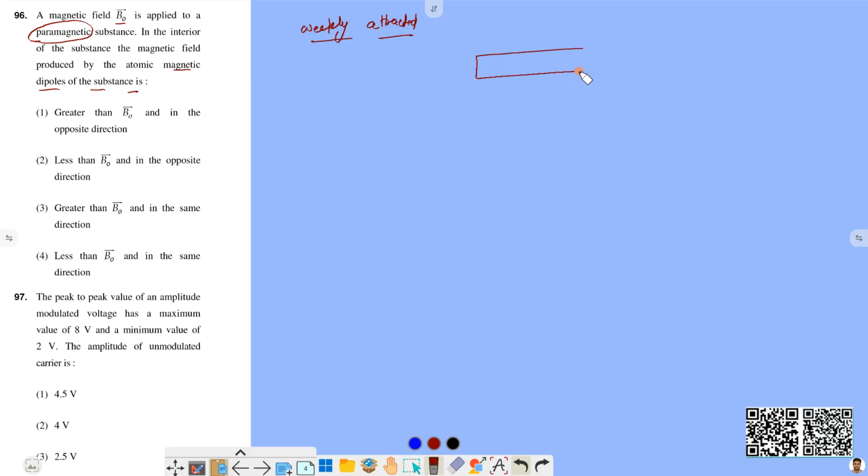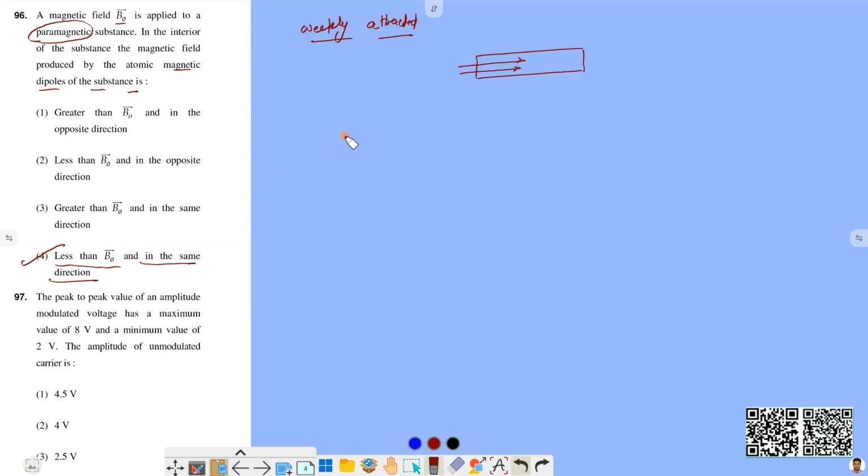So suppose this is a paramagnetic substance. If it is strongly attracted, then its inside field will be greater. And if this material is weakly attracted, then the inside field is always going to be smaller, because the induced field is in the opposite direction. That's why the net resultant field is in the same direction, but its magnitude gets reduced. So here we can say less than the applied field, but in the same direction. And keep in mind that the induced field is in the opposite direction, but the net field is in the same direction. So option 4 will be the right answer here.